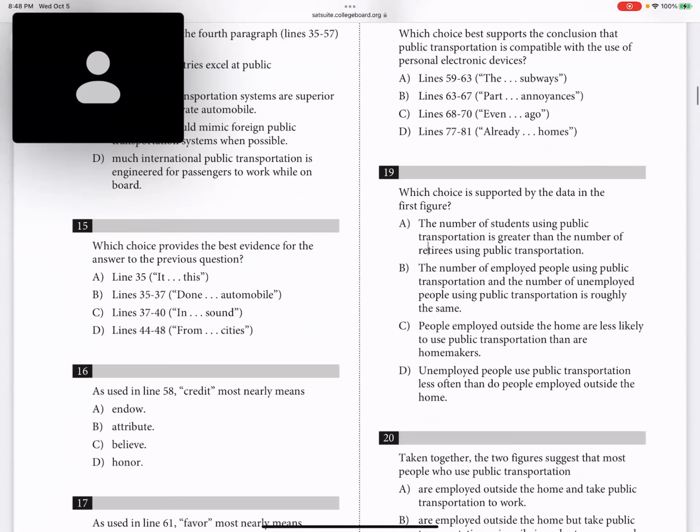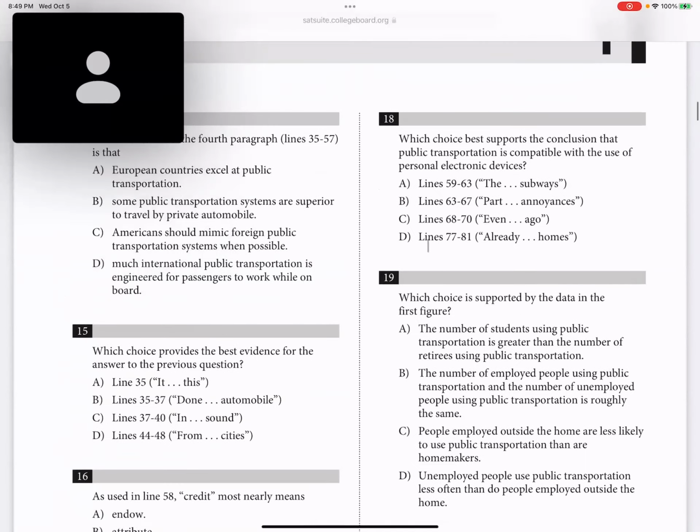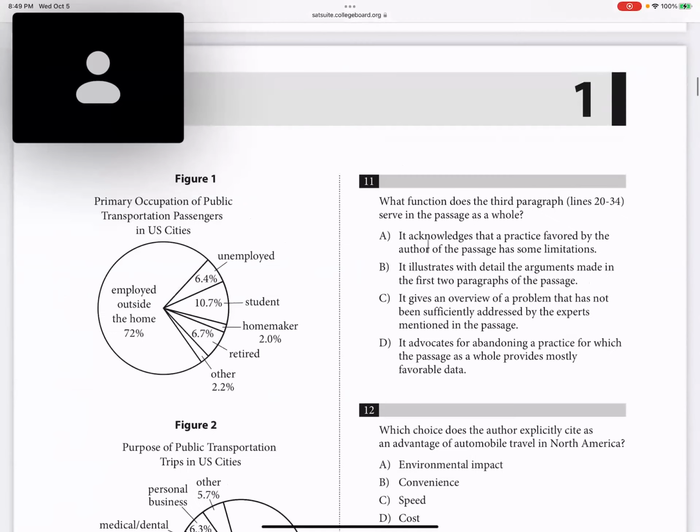The first figure: the number of students using public transportation is greater than the number of retirees. Is the number of students greater than retirees?